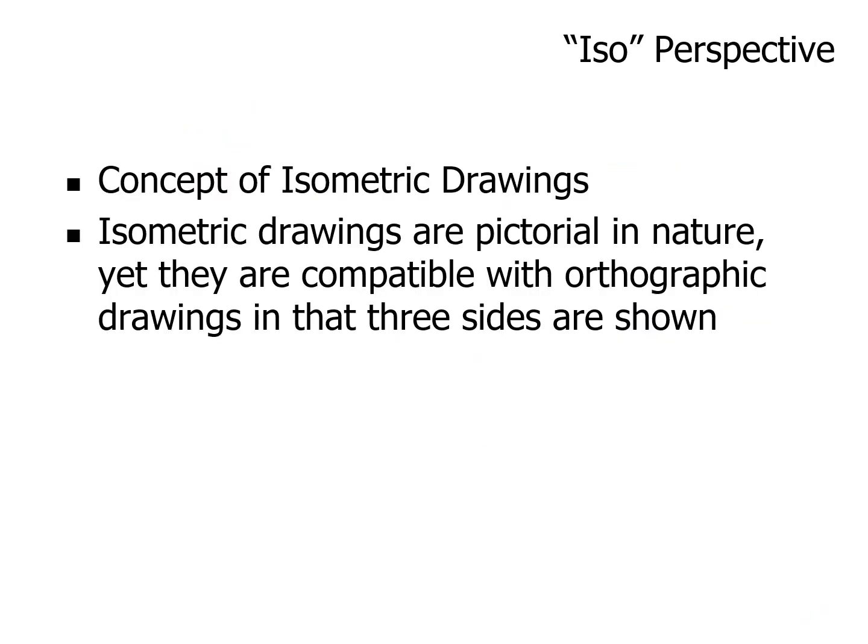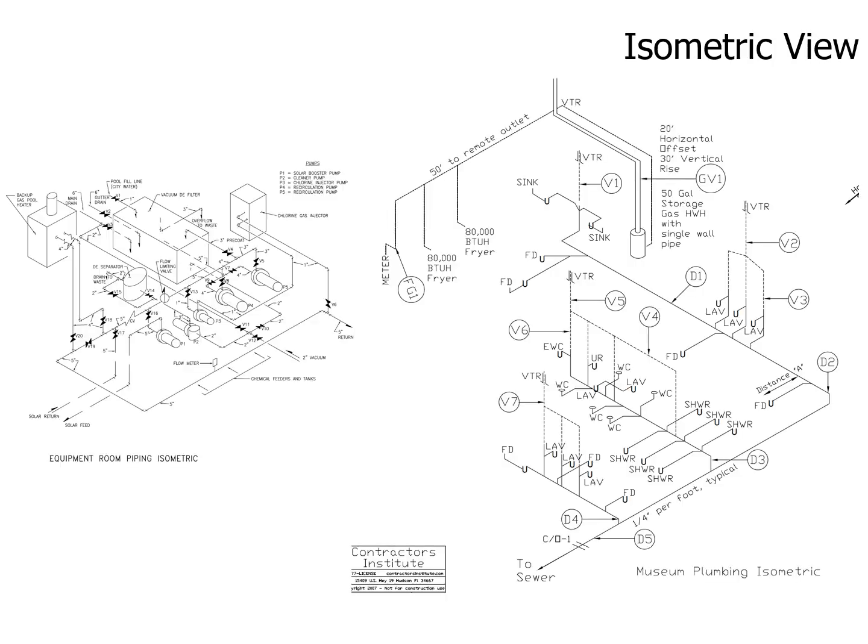Now, ISO perspective, concepts of isometric drawings. Now, isometric drawings are pictorial in nature, yet they are compatible with orthographic drawings in that 3 sides are shown in an isometric. Now, most of us have seen isometrics, and a lot of us have used isometrics. We see them on our plan set.